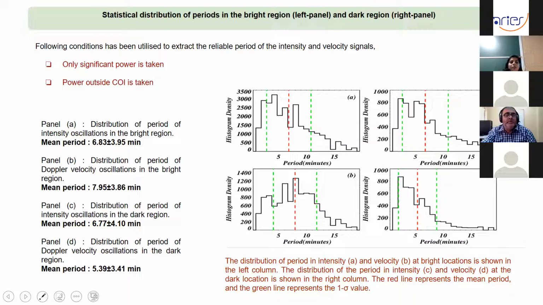Like you have seen, in the bright region, the mean period in intensity is around 7 minutes, and the mean period in velocity is 8 minutes. And we have a 1 sigma value which is 3.95 minutes. So we see that both are consistent with each other within 1 sigma error. Similarly, in the dark region, the mean period in intensity is 7 minutes, and the mean period in velocity is 5 minutes.